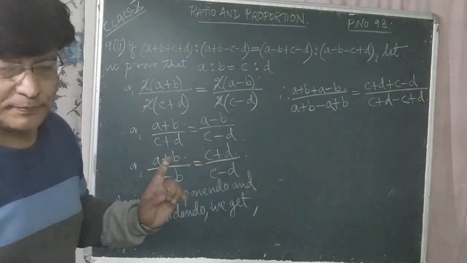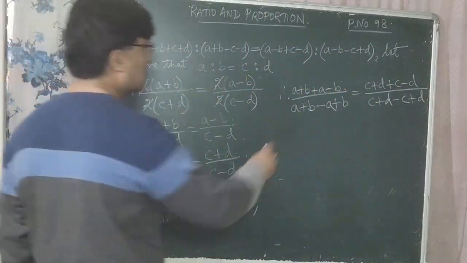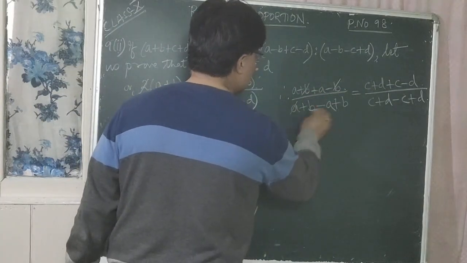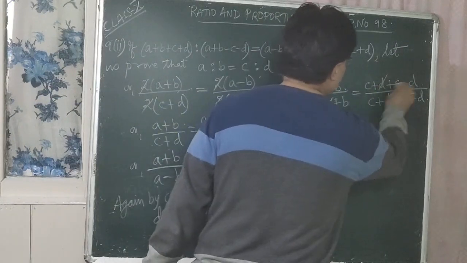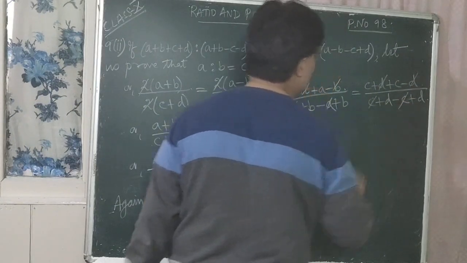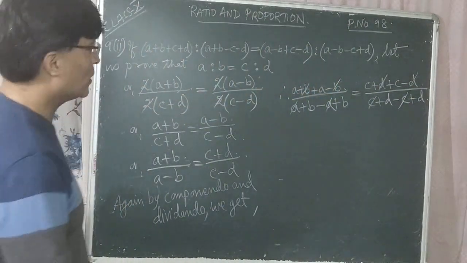Is that clear now? So now let's simplify it. Here B gets cancelled, here A gets cancelled, and on the right hand side you can cancel this D, and here you can cancel this C. So what do we get?